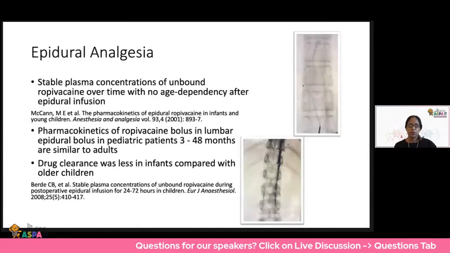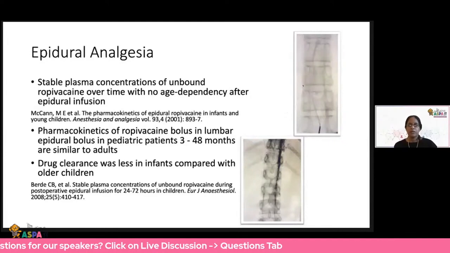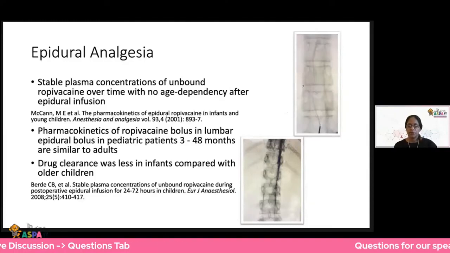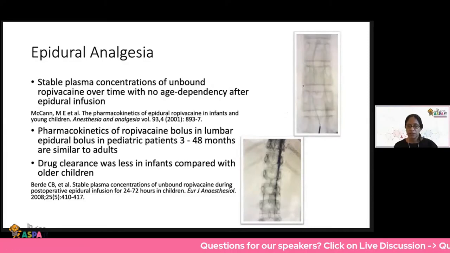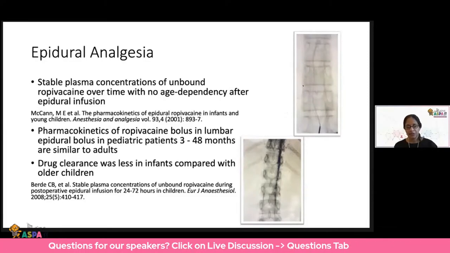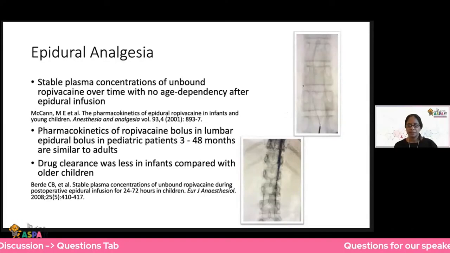Let's think more specifically about epidural anesthesia. The upper picture shows an epidural that was placed under fluoroscopy. The thick line at the bottom is the needle, and that thin line coming out is the catheter, and then you can see dye spread above it.